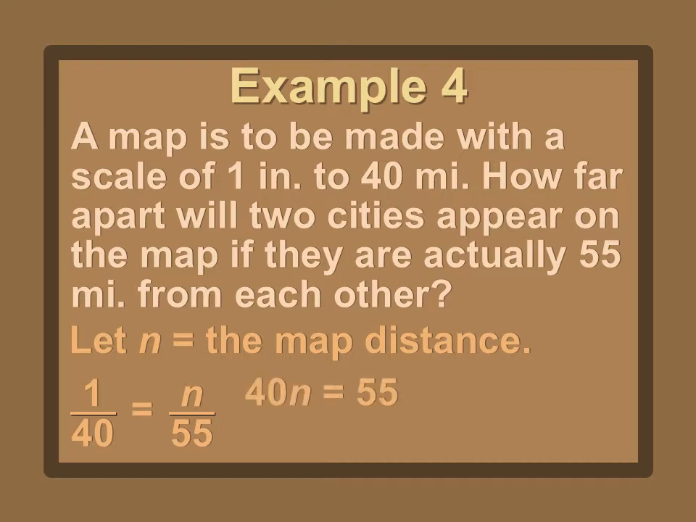We'll cross multiply, so we get 40n is equal to 55. Divide both sides by 40 to solve for n, and n is 1 3/8 inches. If you decided to, you could leave it as an improper fraction, but you would have to reduce that fraction. You'd have to reduce 55 over 40, which means that you would end up with 11 over 8, I believe. Yes, because you divide both by 5. You get 11 over 8.